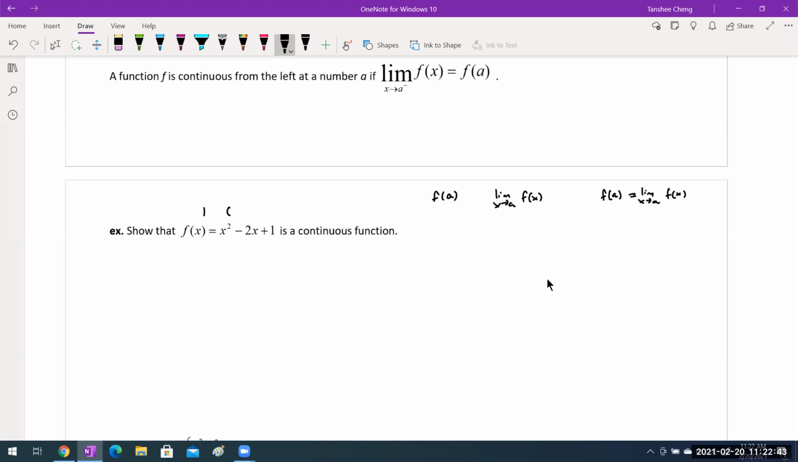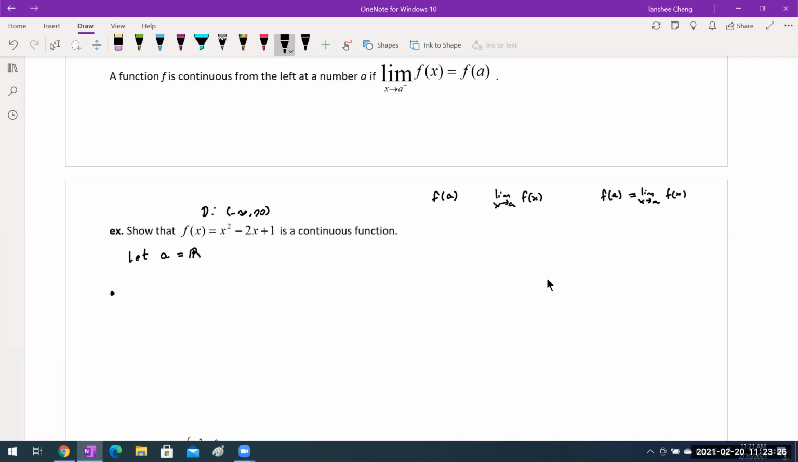Remember, the domain of this is what? From negative infinity to positive infinity. That's any real number. So before I start, I can say that my a will be an arbitrary number. So let a be all real numbers. Meaning a could be any number that we want. So by proving this using a as a general point, we basically prove the entire domain.